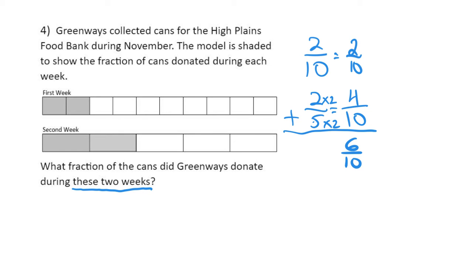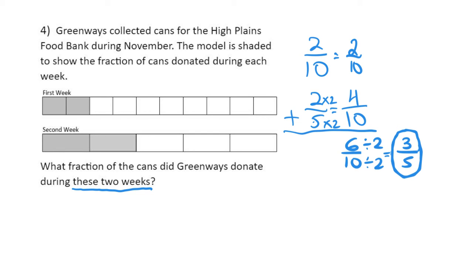Then we have to ask ourselves, can that simplify? And yes, it can. Those can both divide by 2. So 6 divided by 2 is 3. 10 divided by 2 is 5. And now our final answer is 3/5.